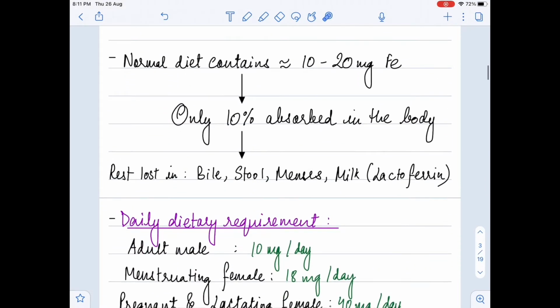Let us understand that a normal diet contains about 10 to 20 milligrams of iron, but out of that only 10% is absorbed in the body. So where does the rest of the iron go to? It is lost in the form of bile, then in stools, in menses, and in milk as lactoferrin.